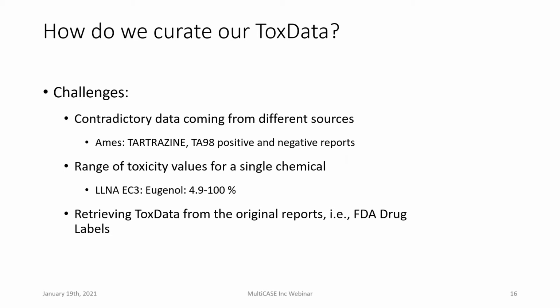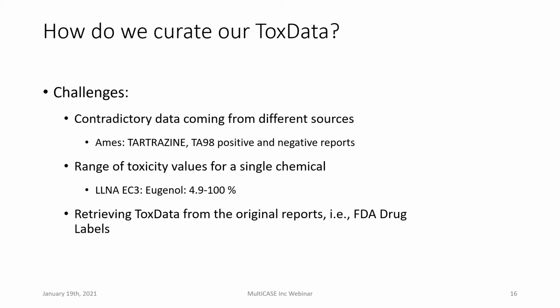But here we have even bigger challenges. We quite frequently need to curate toxicity data, and the major challenges are here. First, and most frequently, we have contradictory data coming from different sources. For example, this chemical, tartrazine, comes with positive and negative reports related to mutagenicity in the TA98 strain. So which one is true, positive or negative? We need to look into the data and decide.